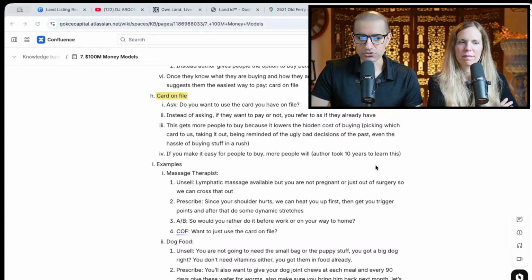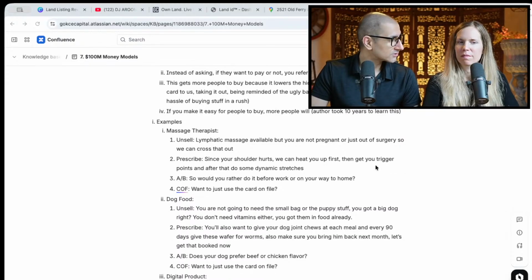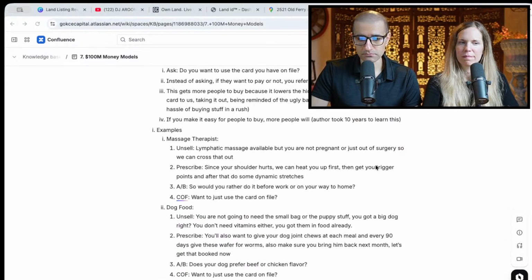Card on file. So you ask, do you want to use the card you have on file? Instead of asking if they want to pay or not, you refer to it as if they already have. This gets more people to buy because it lowers the hidden cost of buying. Picking which card to use, taking it out, being reminded of the ugly bad decisions of the past, even the hassle of buying stuff in a rush. That's the hidden cost of buying. If you make it easy for people to buy, more people will.